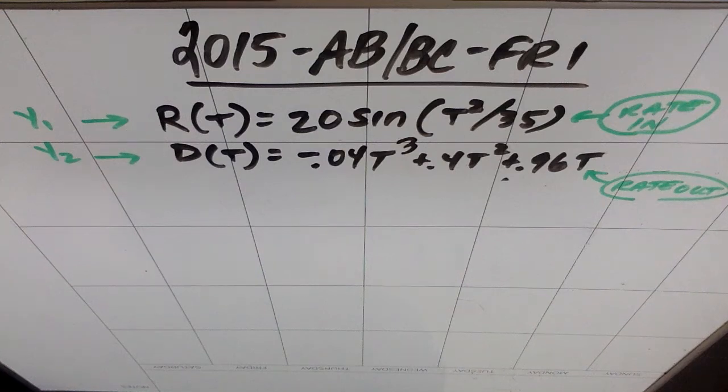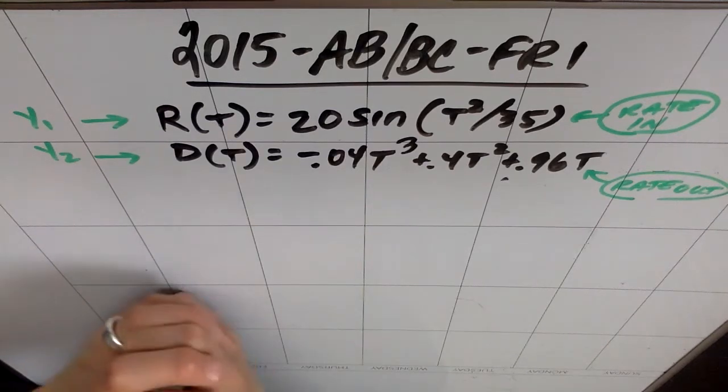Back at AP Review, this is 2015 AB/BC Free Response 1. It is a calculator problem. So we were given two functions, R of t and D of t. I already put them in my calculator as y1 and y2, which is why I made that note.